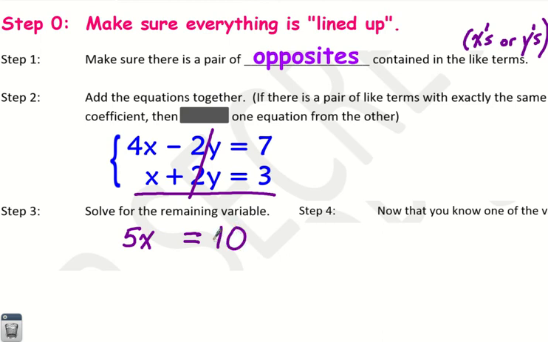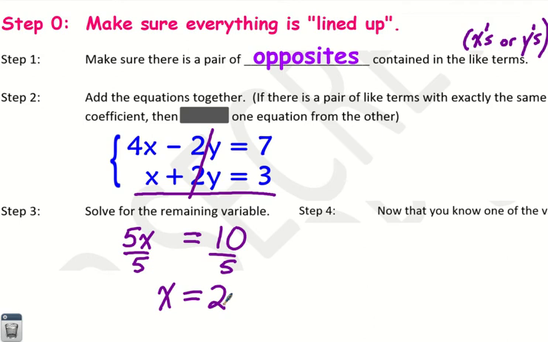Now look at this very simple equation we've now ended up with. 5x equals 10. We could totally solve that for x. So step 3, solve for the remaining variable. So this is what I was talking about when I said if we eliminate one of the variables, we can now just solve for the other one very easily. So dividing both sides by 5, you figure out that x equals 2, which is basically half your answer.